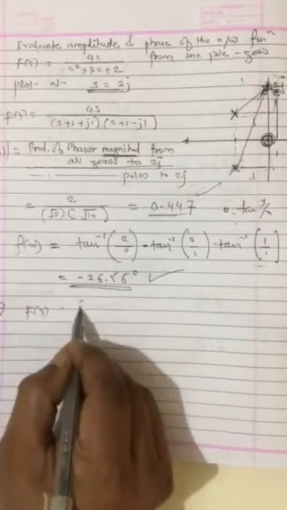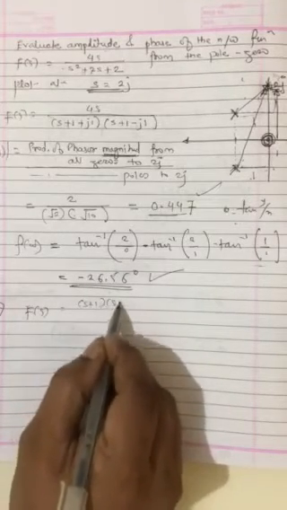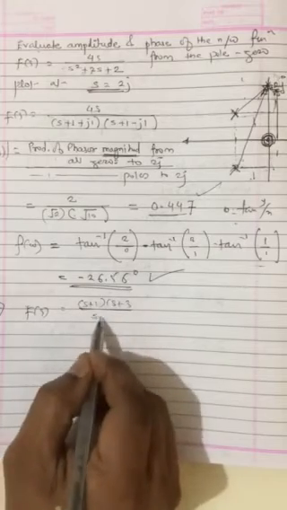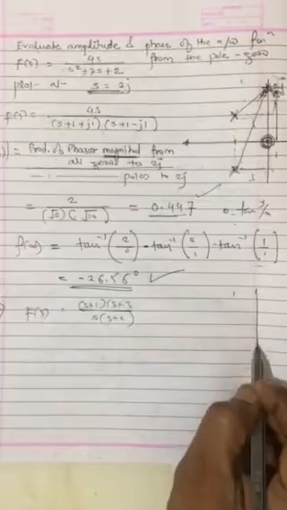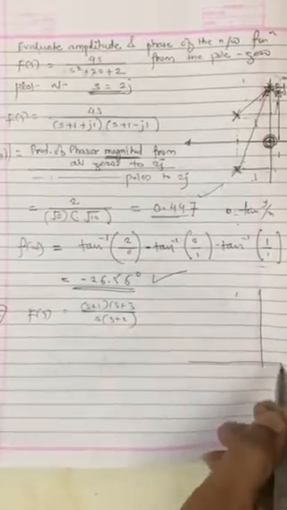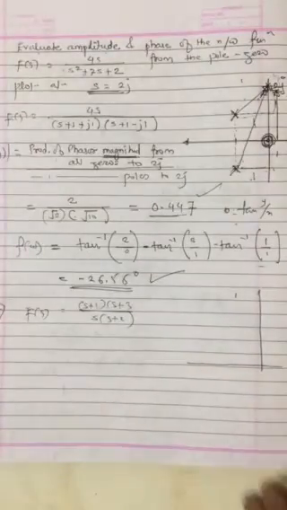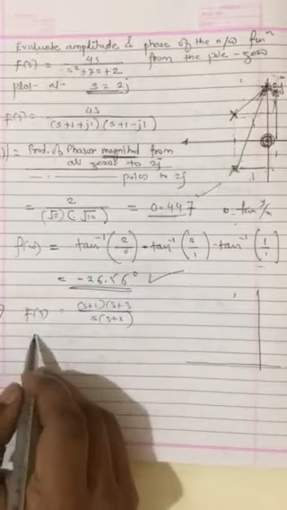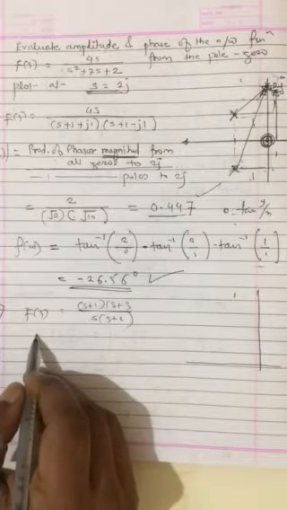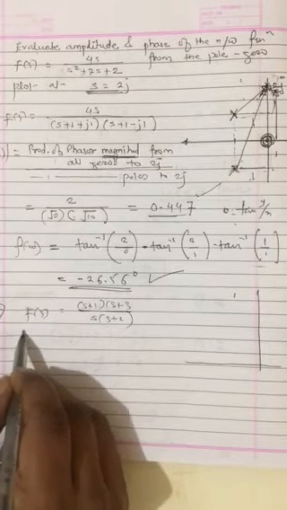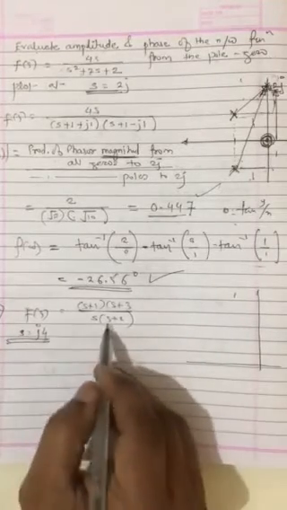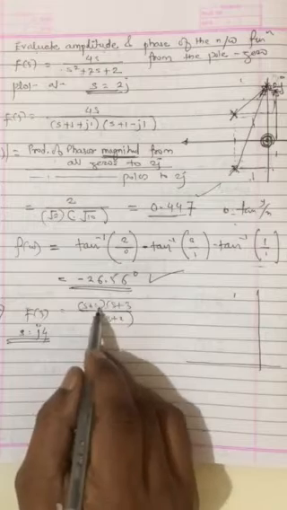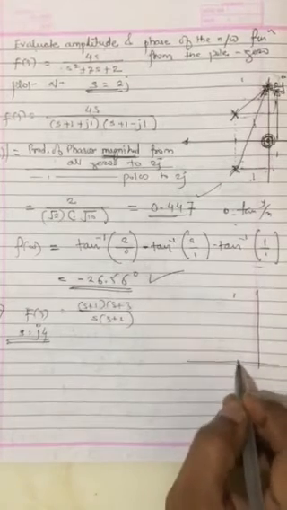F of s equal to (s plus 1)(s plus 3) over s(s plus 2). These examples are all from the book by Ravi Singh, Electrical Network, and they have asked for the amplitude and phase at j4. So here, let's see, zeros are at minus 1 and minus 3.